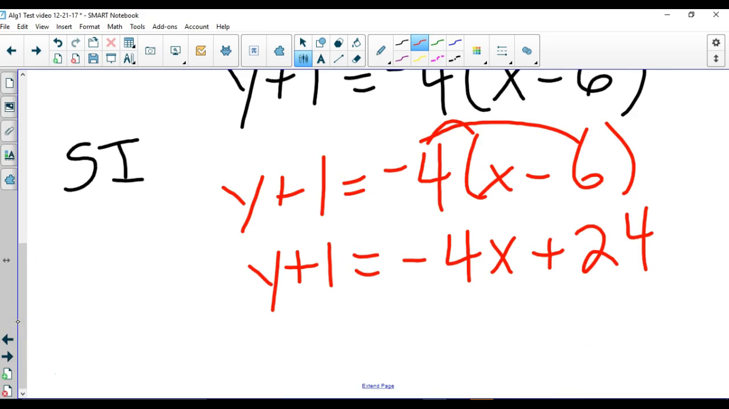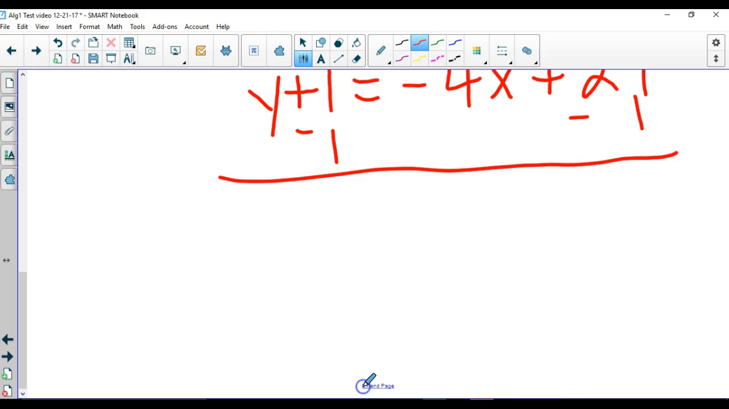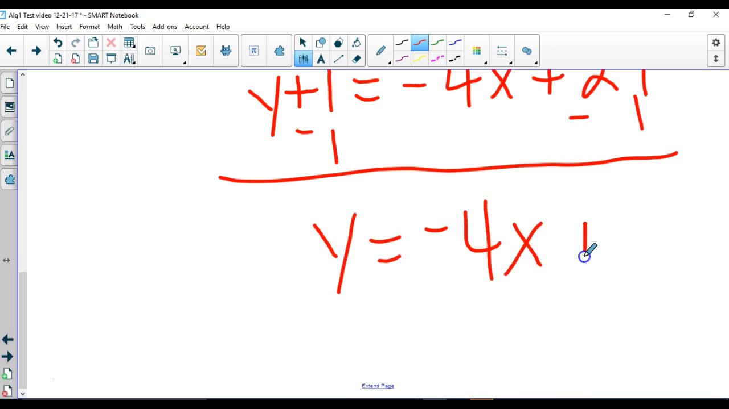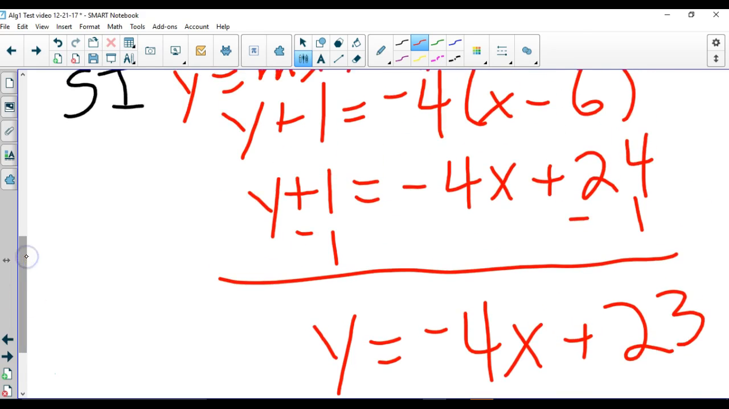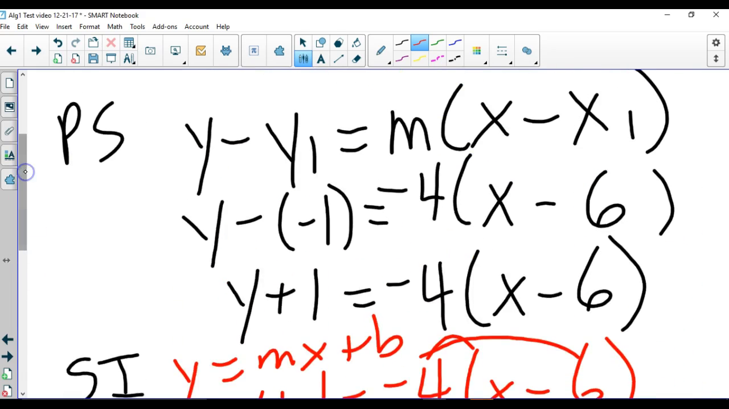Slope intercept form, just to be clear, slope intercept form is y equals mx plus b. In order to get that, the y by itself, I have to subtract 1. I subtract 1 from this side. I get my answer, which is y equals -4x plus 23. And how did I get 23 again? I did 24 minus 1, and I got 23. So again, this is my slope intercept form, and this is my point slope form.